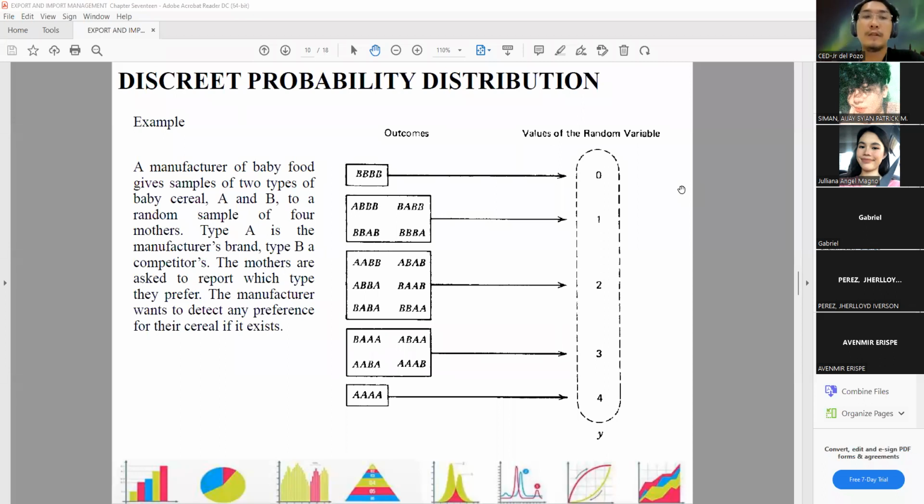For example, a manufacturer of baby food gives samples of 2 types of baby cereal, A and B, to a random sample of 4 mothers. Type A is the manufacturer's brand, type B is the competitor's.